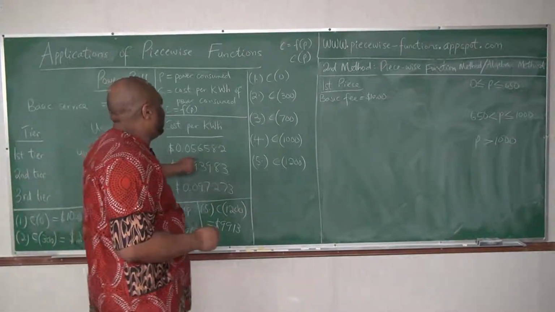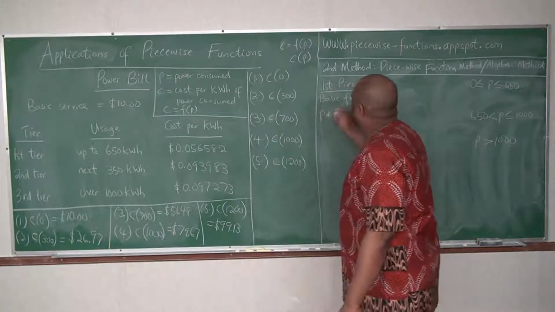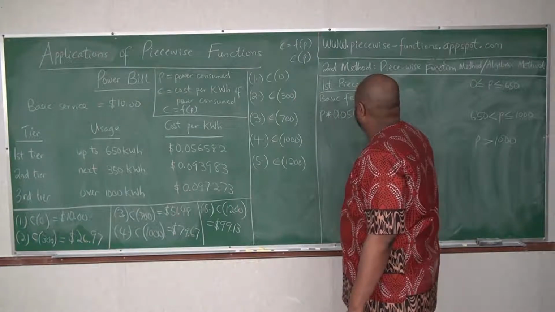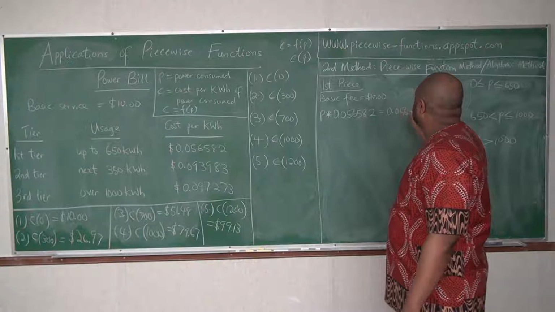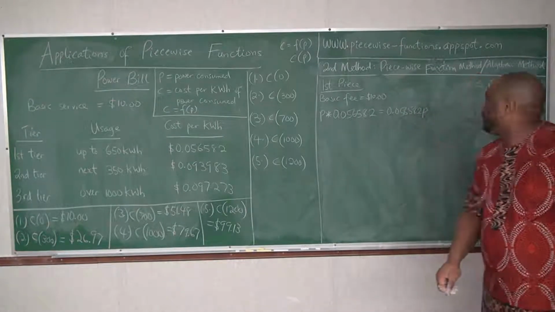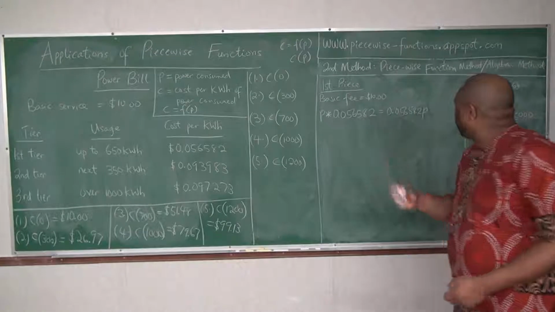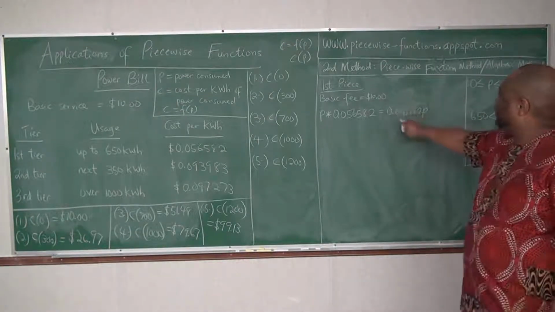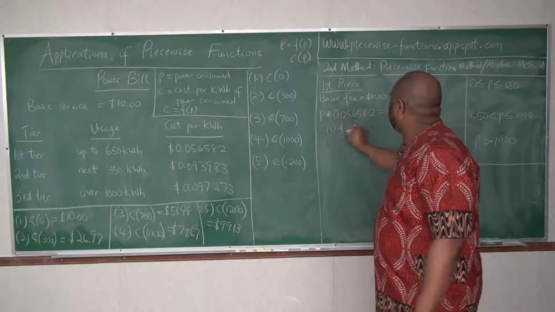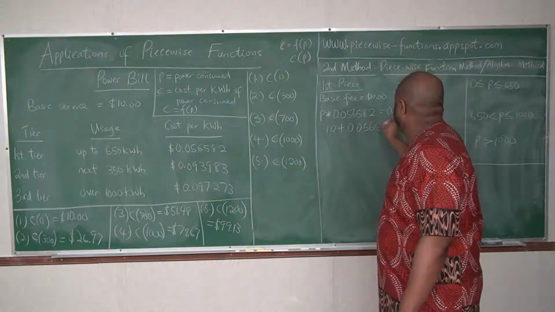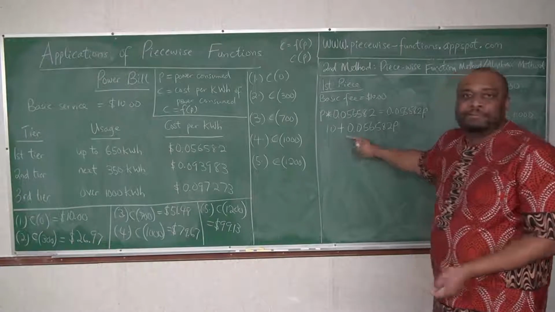And then for the first piece, for each power consumed, that will be P times 0.056582. And that would be 0.056582 P. Let me put this like this first, okay? And I will use yellow chalk. So we now add, the total cost will now be 10 plus 0.056582 P. And this is our C of P. That is for the first piece.